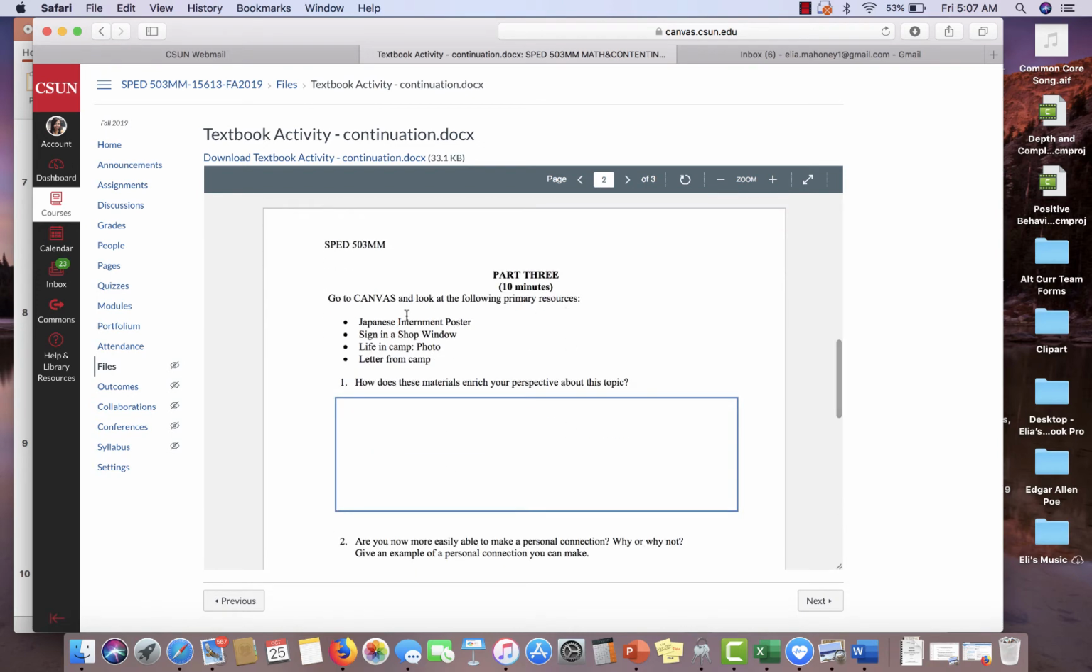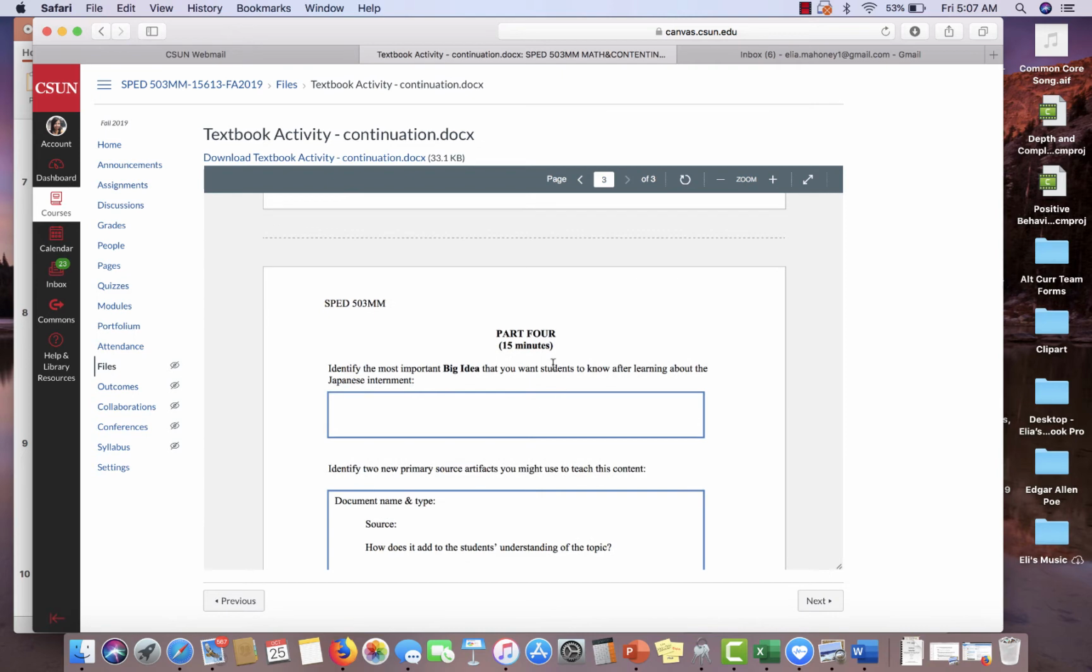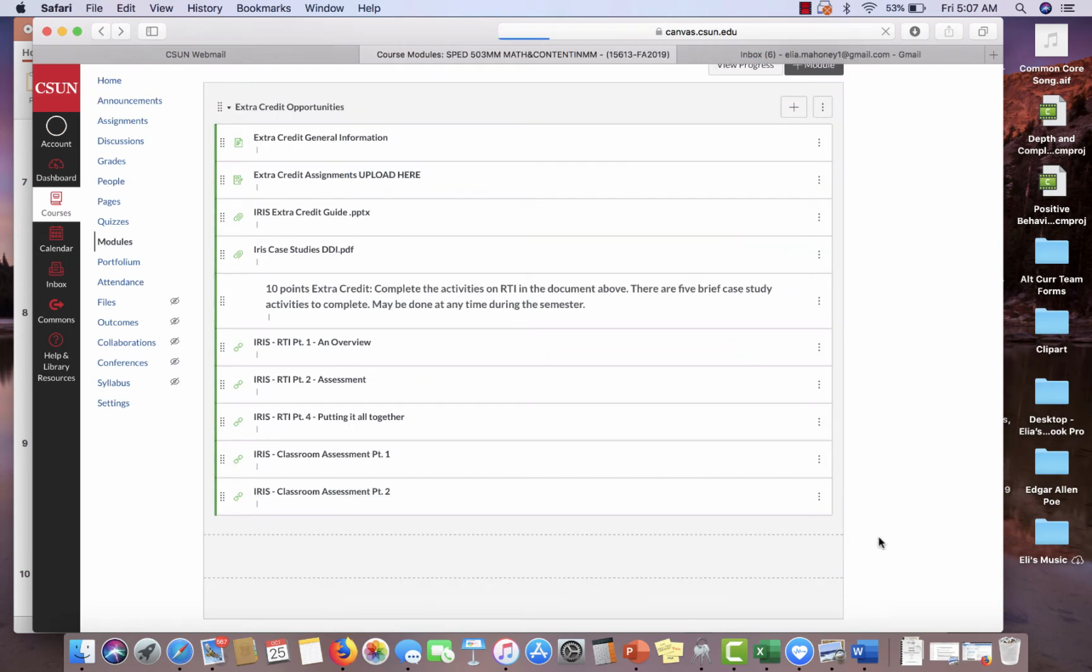Then part 3 is asking you to look at primary resources. And again, I have everything labeled on Canvas. Answer these questions. And then part 4 is asking you to now reflect, kind of go back, and after looking at primary resources, are you changing the big idea that you wanted to teach to your students? So let me just head back really quickly to module 9.